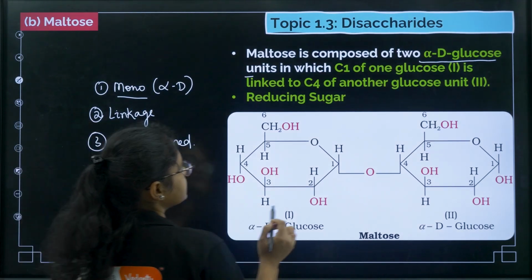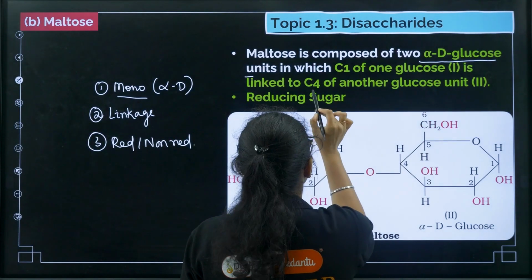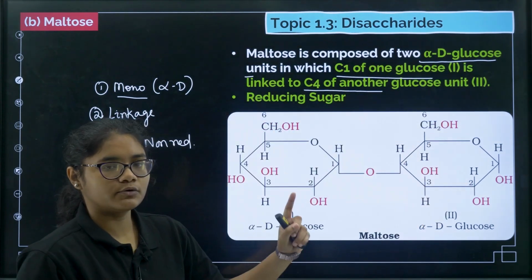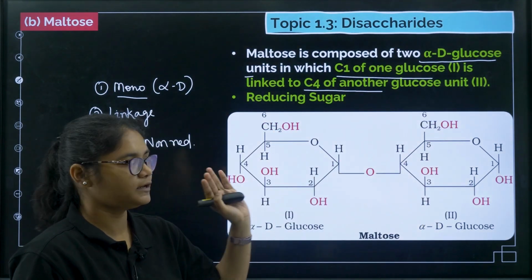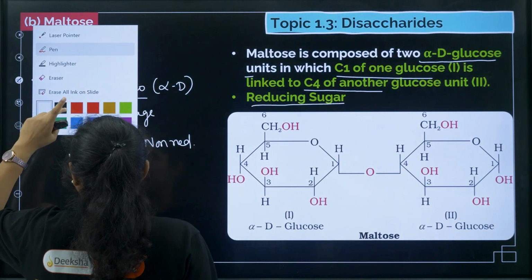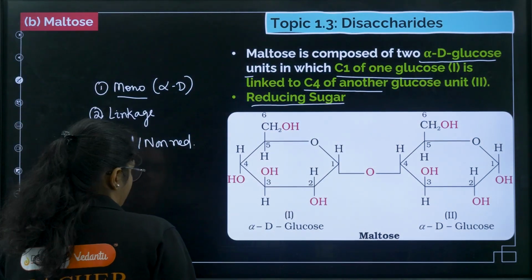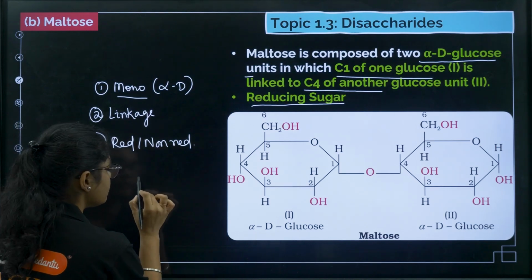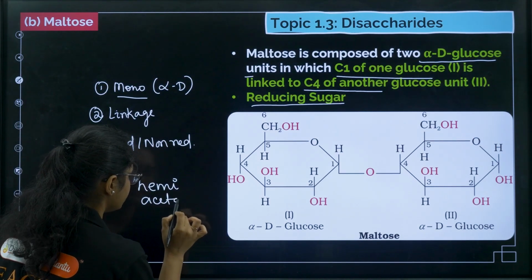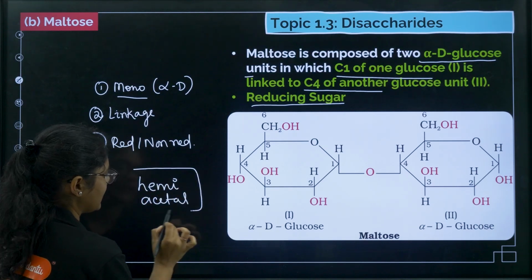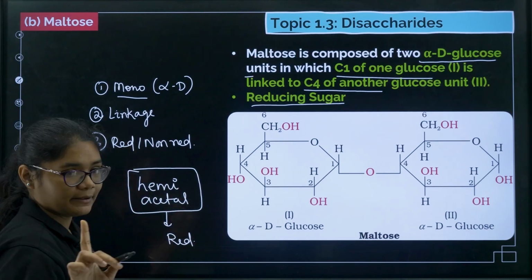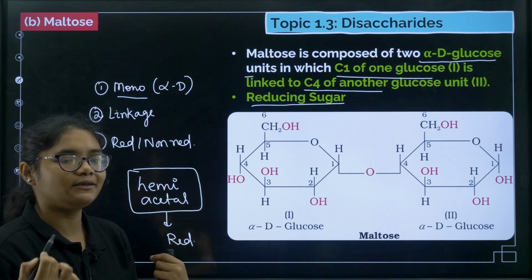Now what is the linkage here? The linkage is between C1 and C4. C1 of one glucose is connected to C4 of another glucose. It is a reducing sugar. Now how to tell whether it is a reducing sugar or not? There is a trick for that. You need to find the hemiacetal form. If the disaccharide has a hemiacetal, then it will be reducing. If there is no hemiacetal form, then it will be non-reducing.